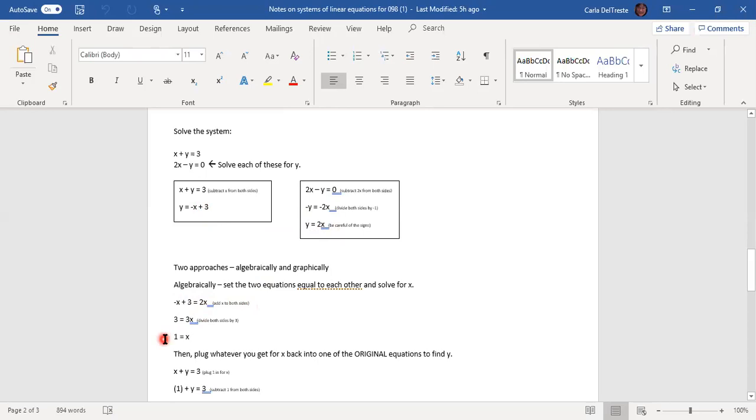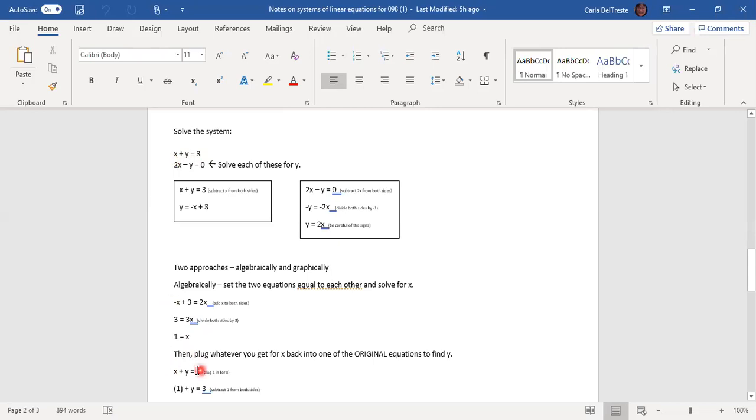Remember, one single number is not your answer. You have to have an ordered pair. So you have to then take this x value and plug it back in to one of the original equations to get y. So I just chose the first one. You could have chosen either one. I just happened to choose x plus y equals 3.